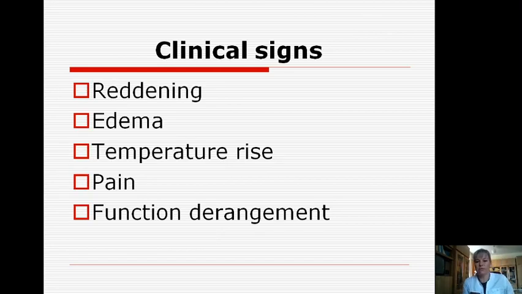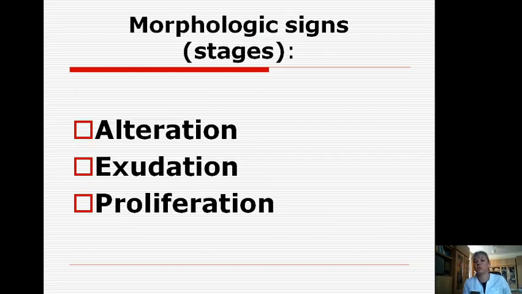Clinical signs of inflammation. You know them: rubor, tumor, temperature rise, and functio laesa. Redness is the result of arterial hyperemia, edema causes tumor, temperature rise, pain as a result of pressure of edema liquid, and function derangement.